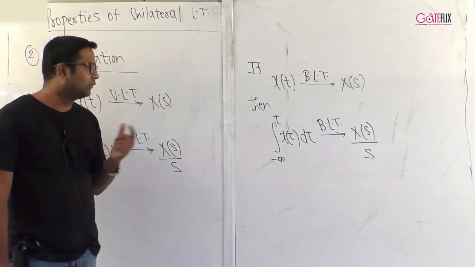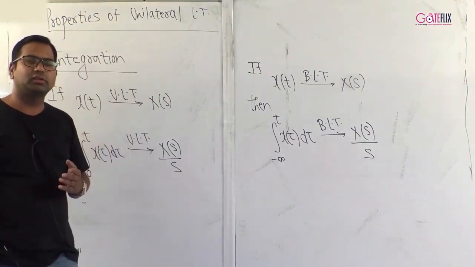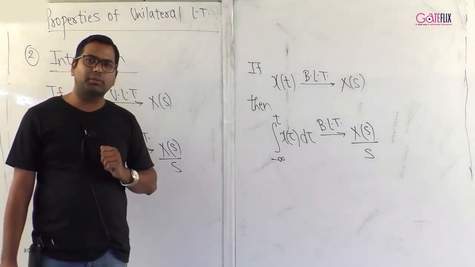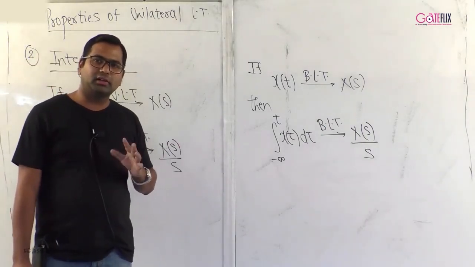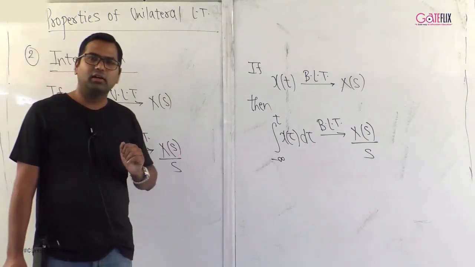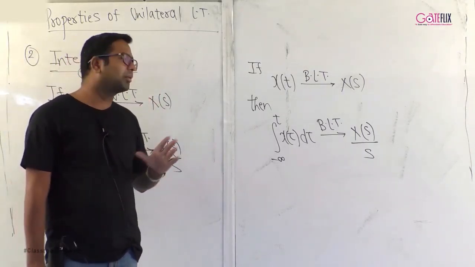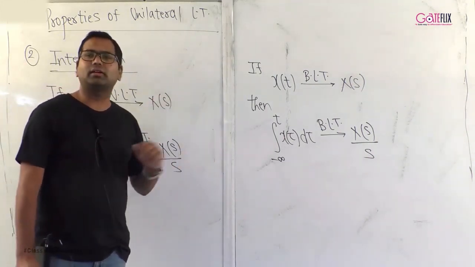Only two properties we will discuss for unilateral Laplace transform. All other properties for unilateral are the same as bilateral. For example, the time shifting property is the same for unilateral and bilateral. Shifting in S domain is the same. Time reversal property is the same. Time scaling property is the same. Convolution property is the same for unilateral and bilateral.